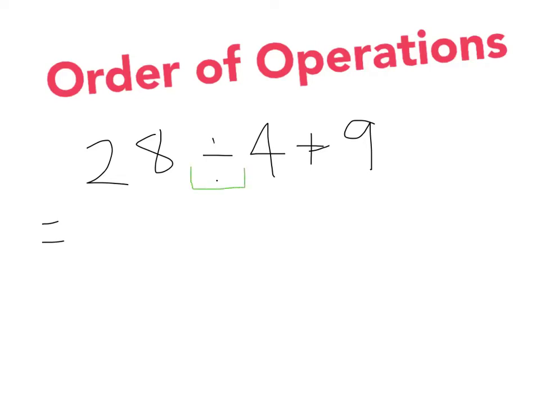I look to see what's on the left of it. 28. I look to see what's on the right of it. 4. They're both positive numbers. So a positive divided by a positive is still a positive number. So 28 divided by 4, that would be 7 plus 9, because that's what I have remaining. 7 plus 9, 16. Okay? Very straightforward, guys. Okay, one more example. Ooh, let's do a really tricky one.